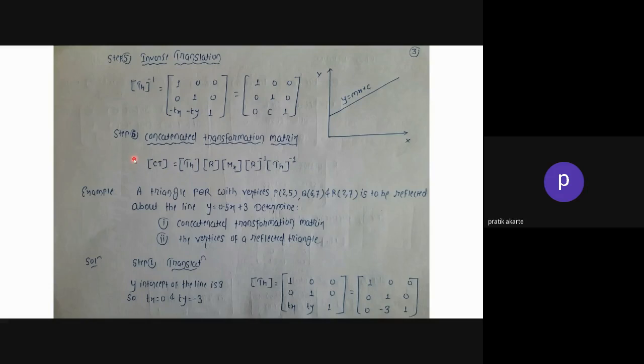Let us say P is the point which we have to reflect, and which is given by some xy coordinates. That coordinates in matrix form is to be multiplied to this concatenated transformation matrix, so that you will get the new coordinates of that point after reflection about any arbitrary axis.